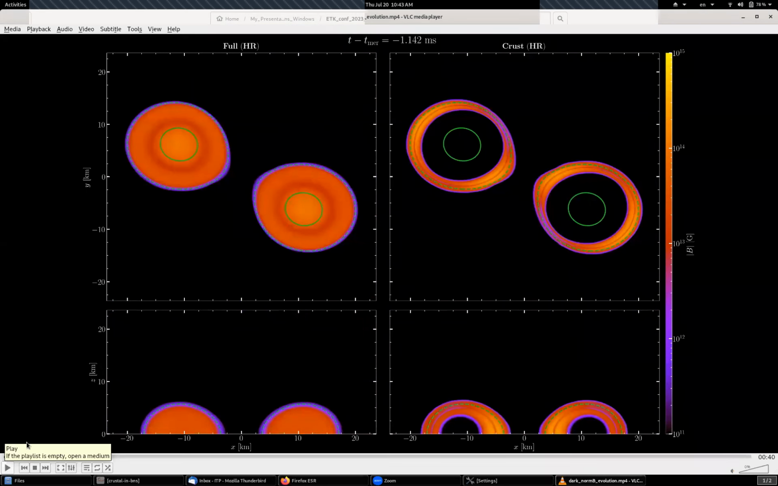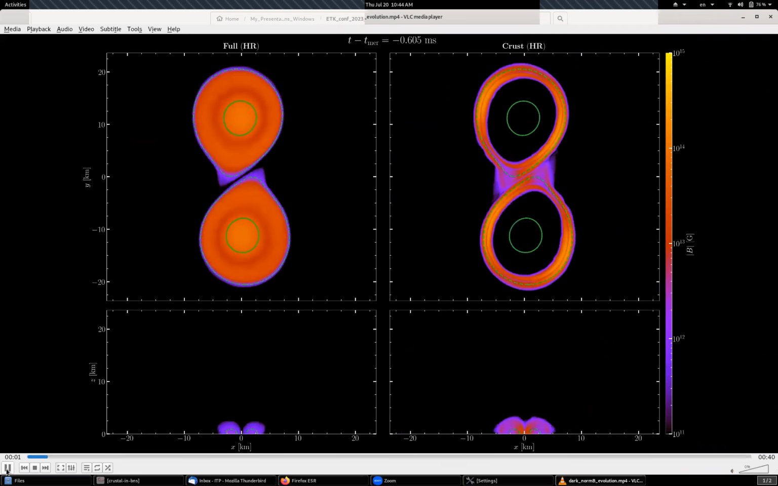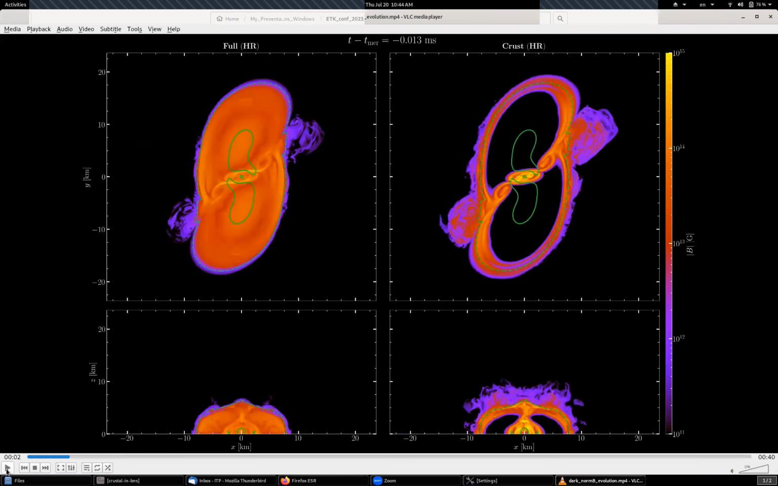That's good. Okay, so what we see here are slices of the magnetic field strength in the equatorial plane. On the two upper panels, on the left you have the full configuration, on the right you have the cross configuration, and below you have the same magnetic field strength, but in the XZ plane. And as the two neutron stars start to approach, you see the development of the Kelvin-Helmholtz instability just at the shear layer between the two stars, which is very sensitive to resolution.